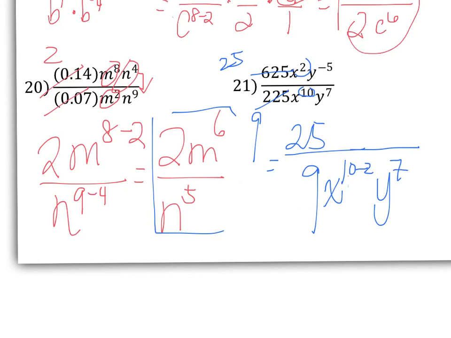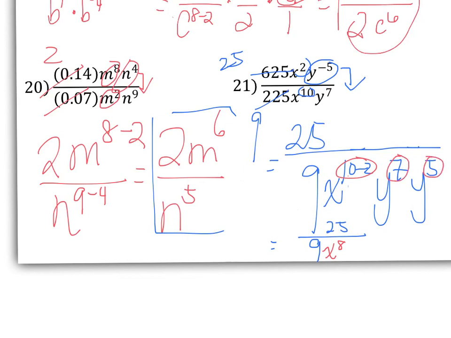And y to the 7th power is already positive, so I'm going to keep it in the bottom. And I want to make my negative powers positive. I'm going to bring it to the bottom, so that would be y to the 5th power here. So my final answer would be 25 over 9, and 10 minus 2 would be 8. So I would have x to the 8th power, and 7 plus 5 will be 12. So I will have y to the 12th power, okay? This would be the product property we're using here, okay? So this would be your answer. And that's it.